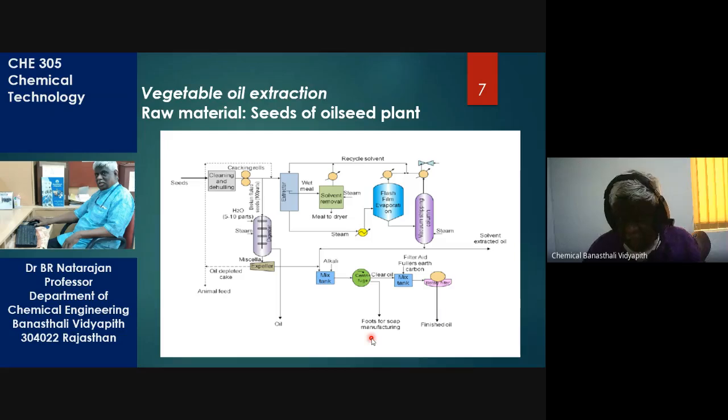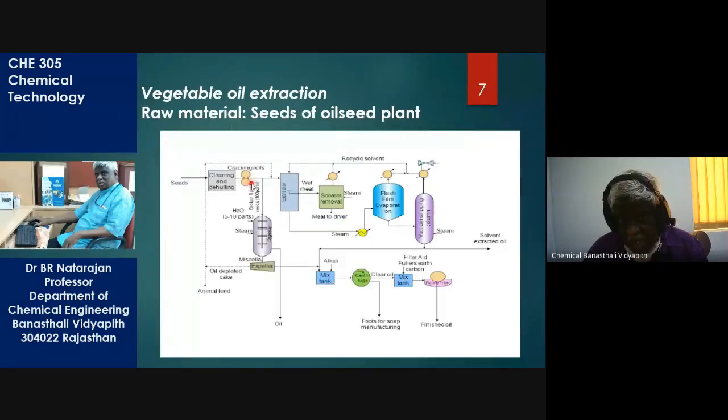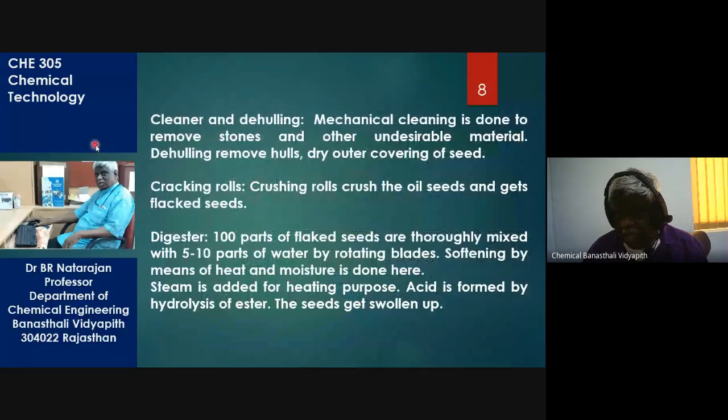Now let's see some of the explanation for them. Cleaner and dehulling. Why cleaning and dehulling is done? Mechanical cleaning is done to remove stone and other undesirable material. Dehulling removes the hull, the dry outer covering of the seed.